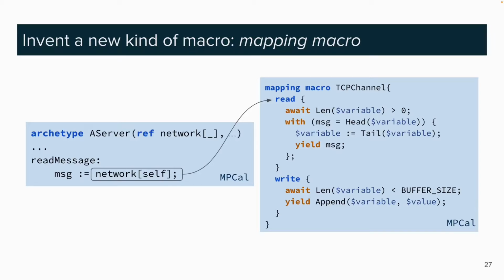So a write statement to a network instance will be expanded to the write part of the mapping macro. So as we said, mapping macros only contain the model checking code, so they won't be compiled into Go.